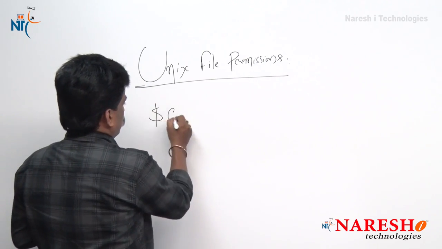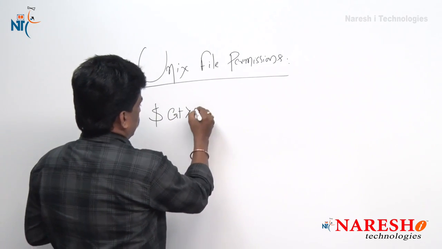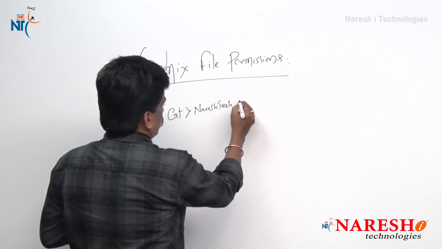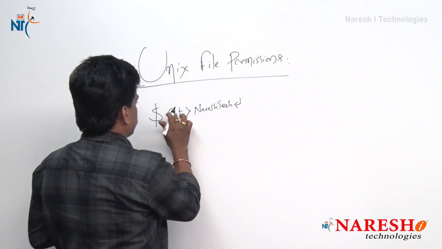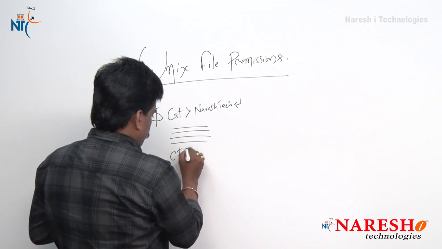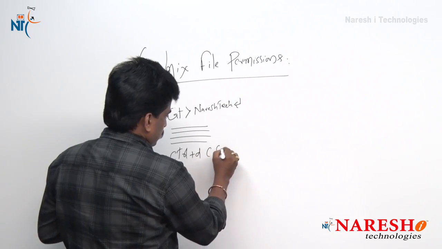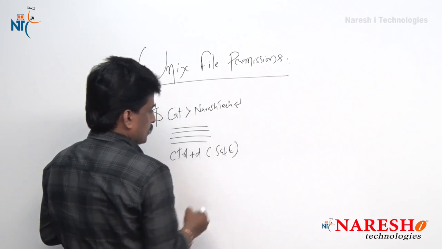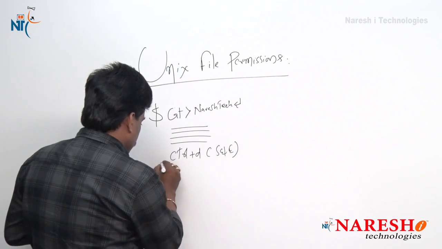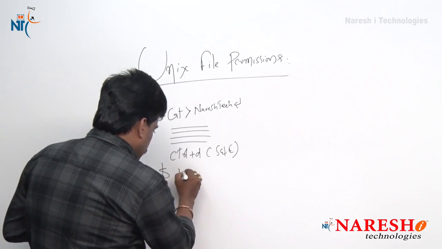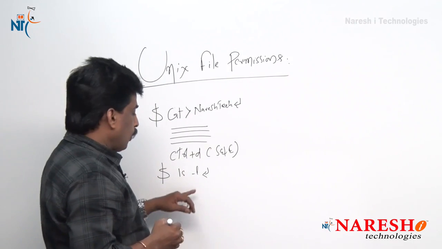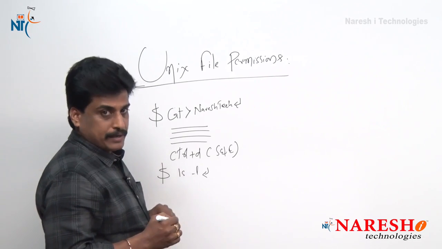First, we can create a file. Cat, I am creating a file, Naresh Technologies. Once you have created it, hit the return key and type some lines. Control plus D, save and exit. Then the prompt will come as usual. ls -l. Hit the command, and the long listing format will be displayed.